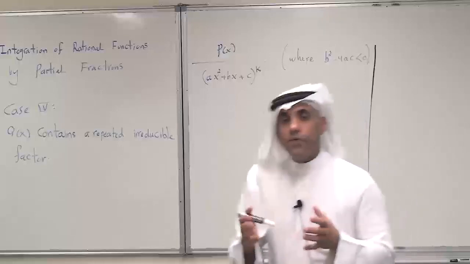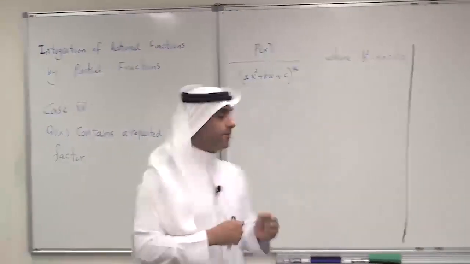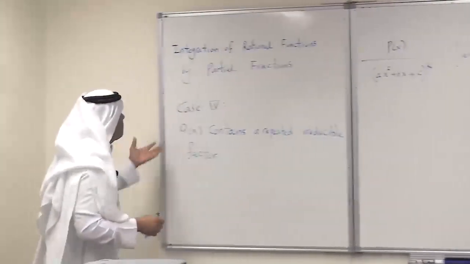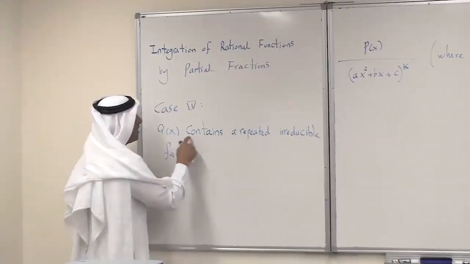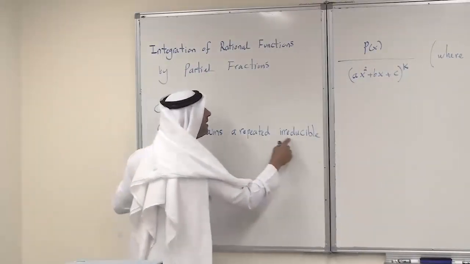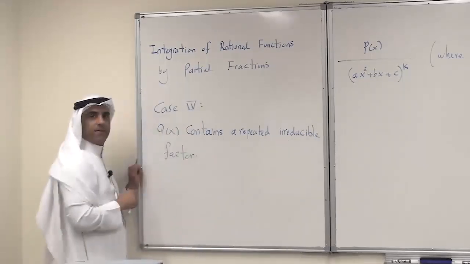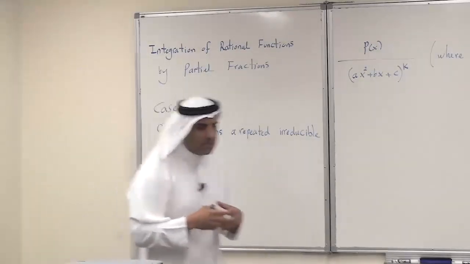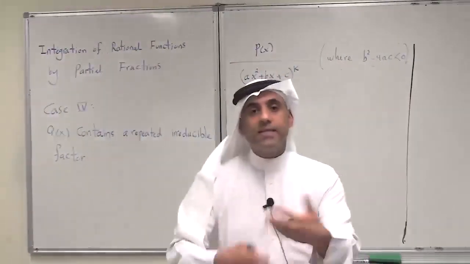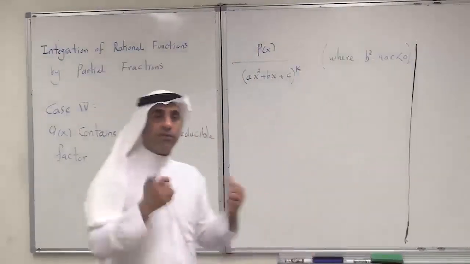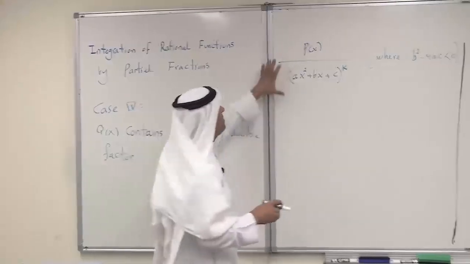Now let us see the fourth case we have for the partial fraction. It says if the denominator q of x contains a repeated irreducible factor. If we have one factor which is of second order, that is a prime factor, and at the same time it is repeated, what will be the form of the partial fraction? So this is our assumption now.